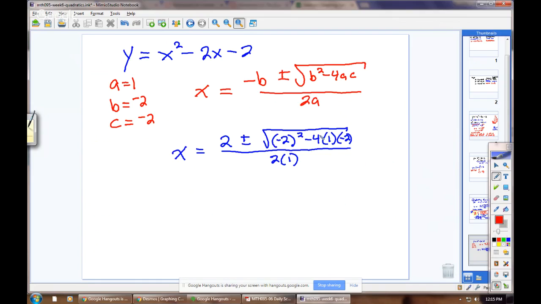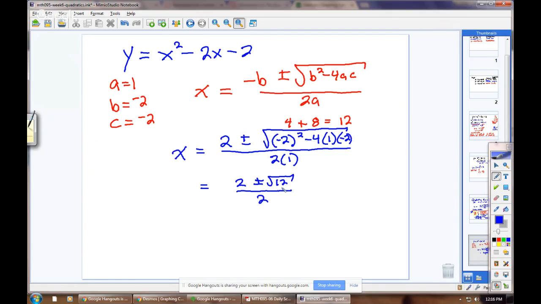So then I kind of clean this up. This is called the radicand here, or the discriminant. So let's see, negative 2 times negative 2, that's a 4. And then I have minus a negative, so that's a plus. 4 times 1 times 2 is 8. So the radicand here, the discriminant, is 12. All right. So I've got 2 plus or minus the square root of 12 all over 2.